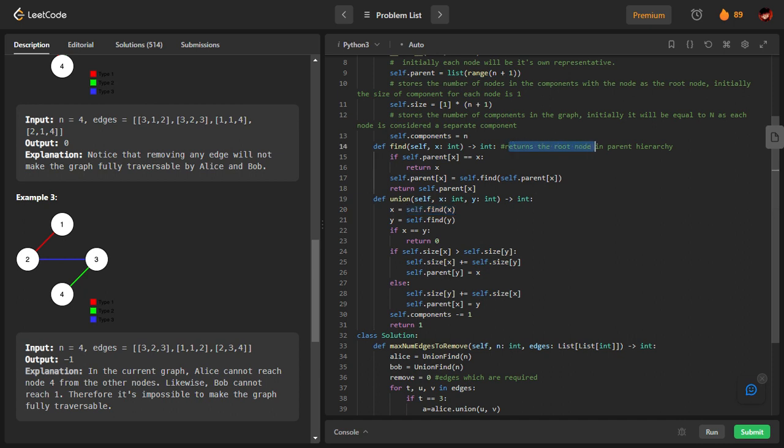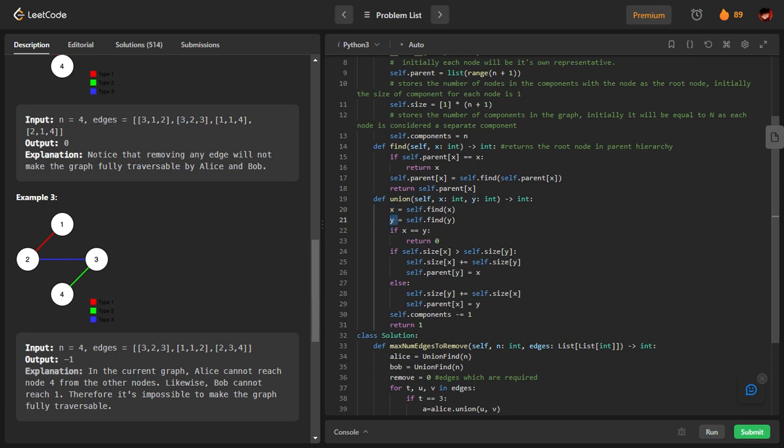What find gives? It returns the root node of the parent hierarchy. That means the group which x belongs to, its representative node. So self.find(x), I will call it x. Self.find(y), I will call it y. X and y I am getting from here, and I'm doing a union of x and y. The representative of x is called x, the representative of y is called y.